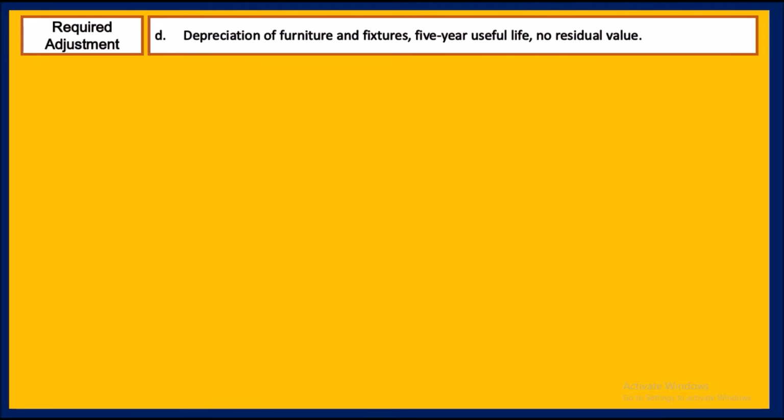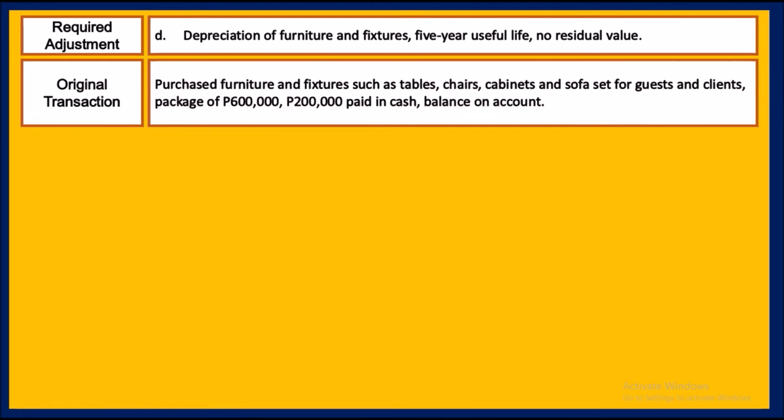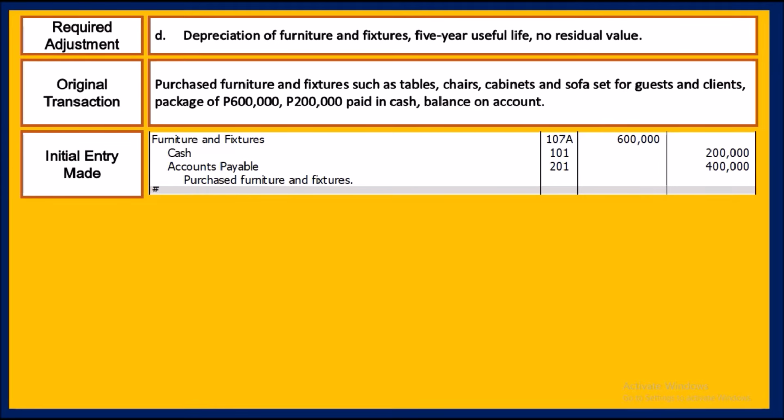Depreciation of furniture and fixtures, 5-year useful life with no residual value. Okay, so saan nanggaling yung transaction na yan? Yan yung bumili tayo ng office tables, chairs, cabinets, and sofa, 600,000 pesos. 200,000 was paid in cash and the balance on account. So, ang entry natin is a recognition of an asset and then credit ka ng cash dun sa binayad mong cash and then accounts payable dun sa utang.